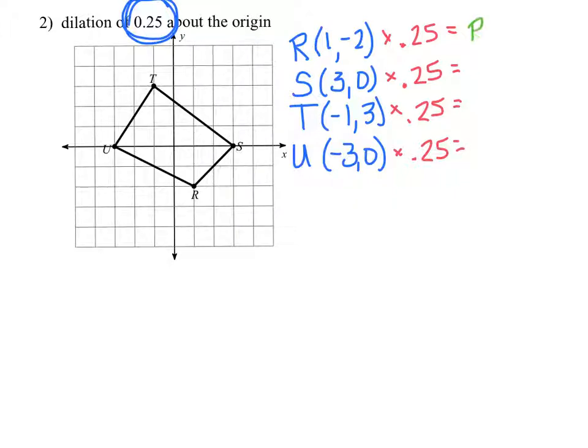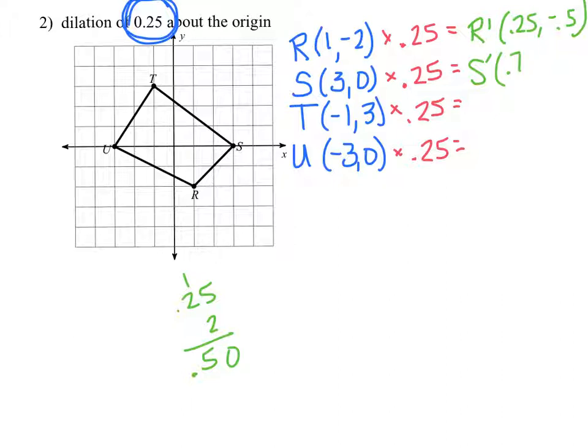would be R prime, and that would be 1 times 0.25, which is 0.25, and negative 2 times 0.25 would be, if you want to work it out, 0.25 times 2, 0, 1, 4, 5, move your decimal 2 places, and it would be 0.5, or because it's a negative, it would be negative 0.5. And then S prime would be 3 times 0.25, which is 0.75, and 0 times 0.25, which is 0.